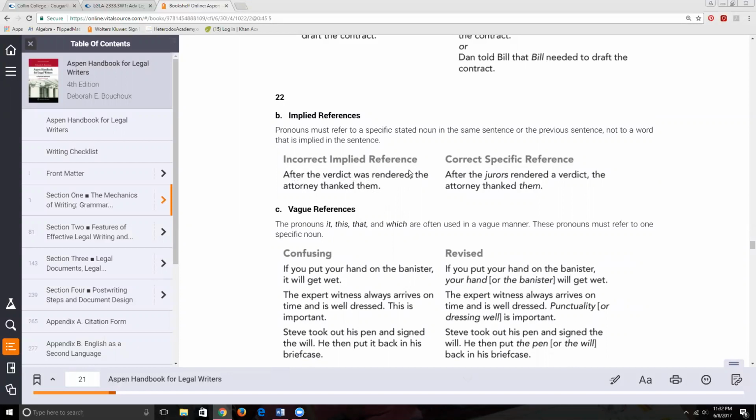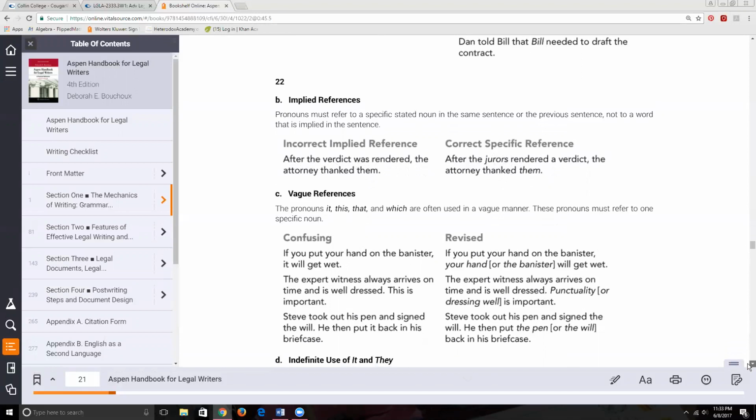And so it's implied. I don't think it's probably, I mean, it could be that the attorney was thanking the court staff, or he was thanking his co-counsel, or he was thanking his witnesses, or whatever. It could be someone else, but probably it's the jurors. So we need, again, either we could say after the verdict was rendered, the attorney thanked the jurors, or we could put jurors up in the sentence, and then we could continue to use them.